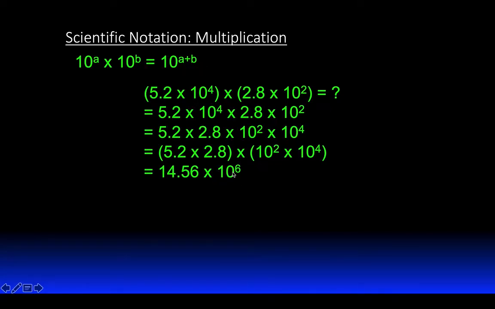And again, at this point, as far as I'm concerned, this math equation is done. If you decide you want to clean it up, you could write it as 1.456 times 10 to the 7. Both of these numbers are correct. Both of these numbers mean the same thing. So at this point, both of these answers deserve full credit.